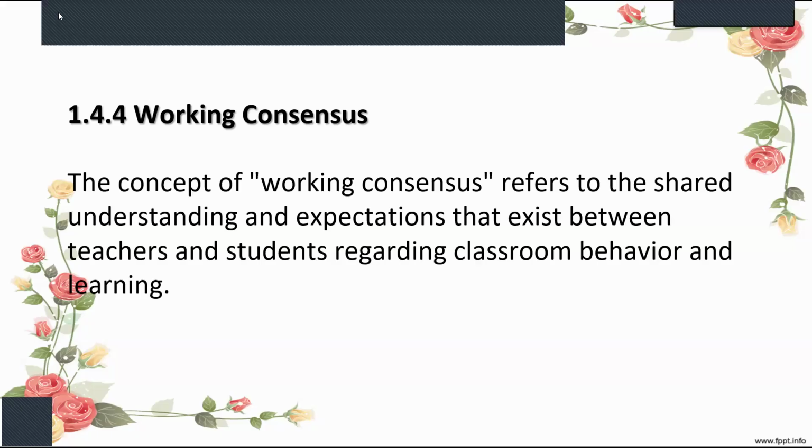The understanding and expectation between teacher and students: students understand the teacher's behavior and the teacher understands students' behavior. They have different expectations, but the expectations are towards one goal. The teacher's expectation is to teach students in a better way. Students' expectation is to learn in a better way. That is working consensus.